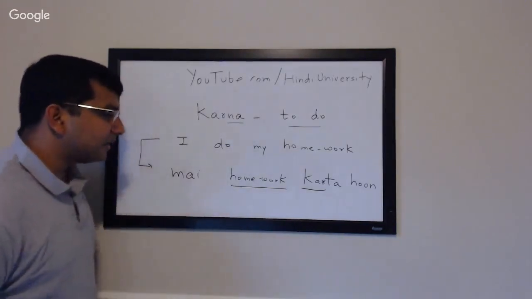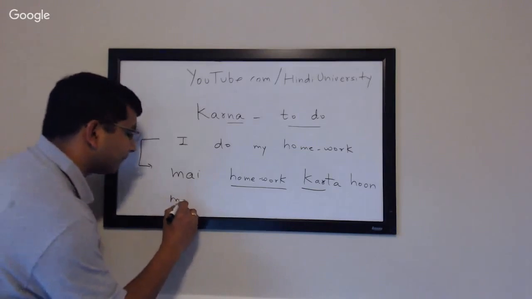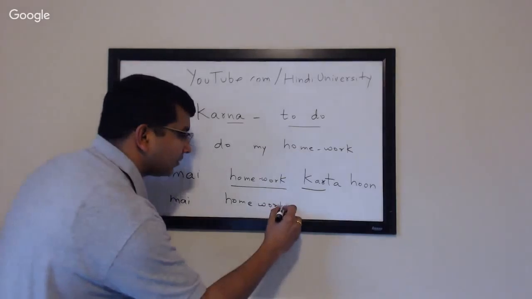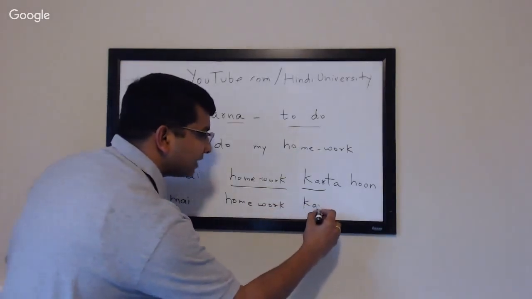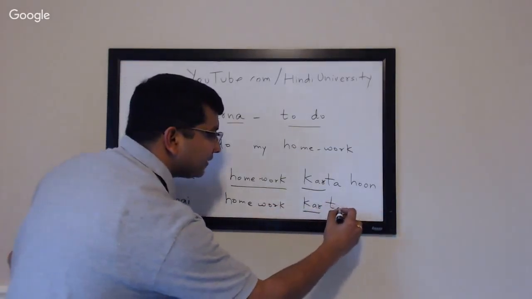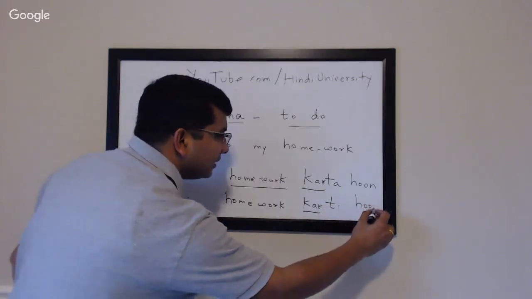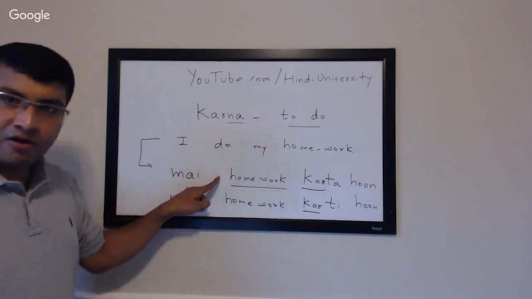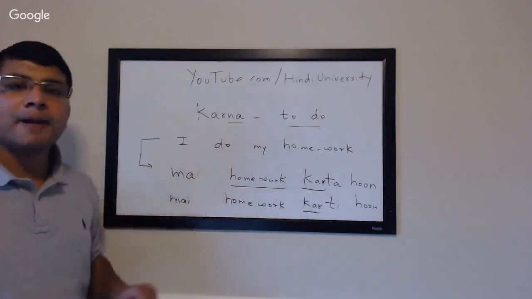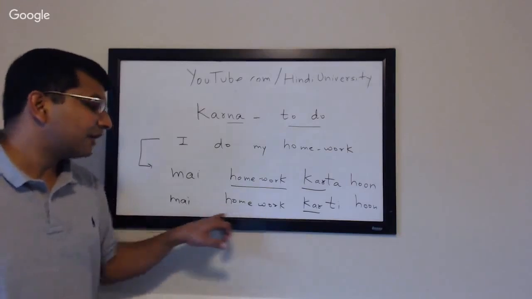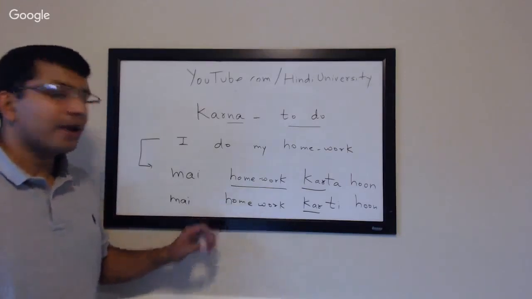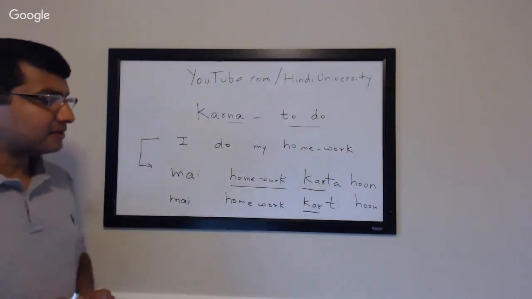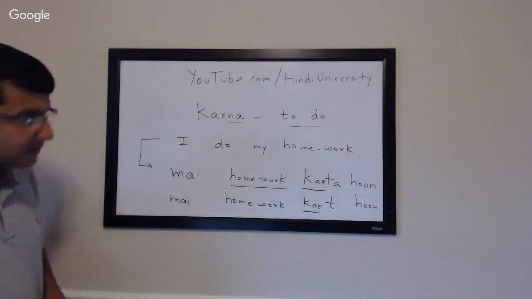For a female, it will be मैं homework. You'll use the base part कर and then you will put ti. मैं homework करती हूँ. My homework, you can put मेरा homework करता हूँ. For a girl you can say the same thing. Homework is basically masculine, so मैं मेरा homework करती हूँ. Very basic sentence. Let me know if there are any questions and we'll cover that.